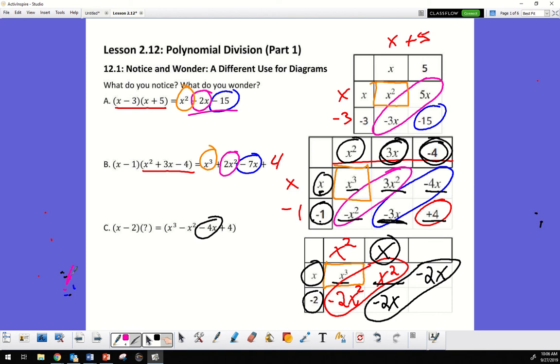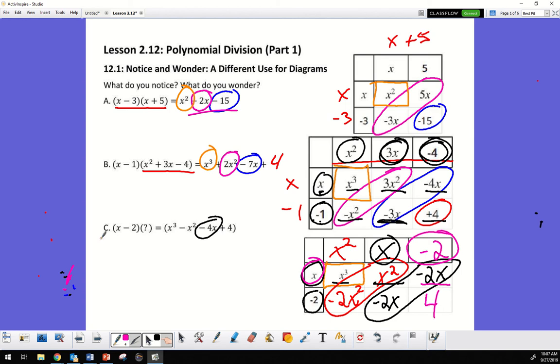All right, so let's go back right here. So now I had an x times something up here, right? To give me this. What is it? Negative 2. So I have negative 2 there, right? And then right here, negative 2 times negative 2? Positive 4.